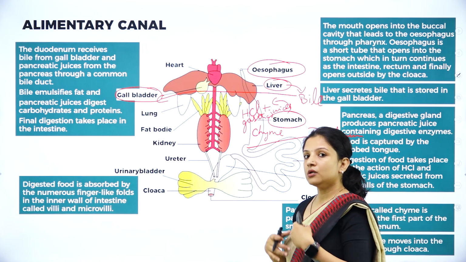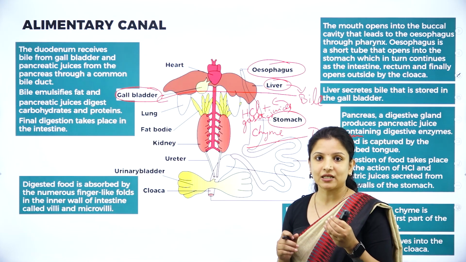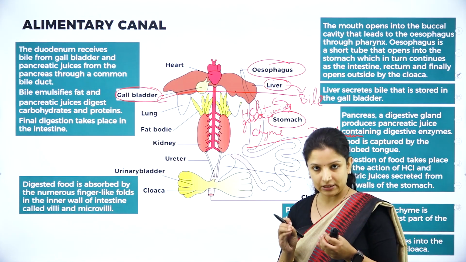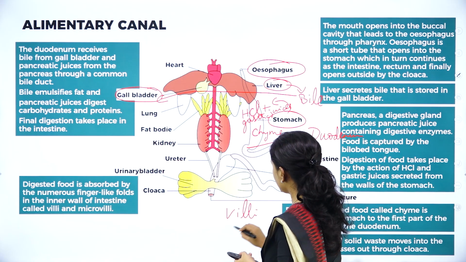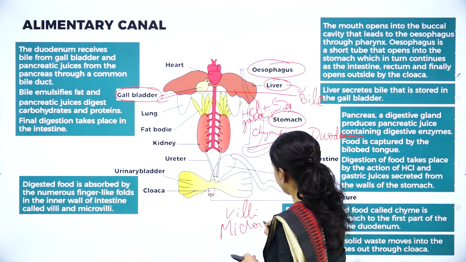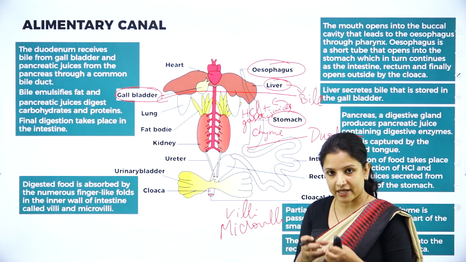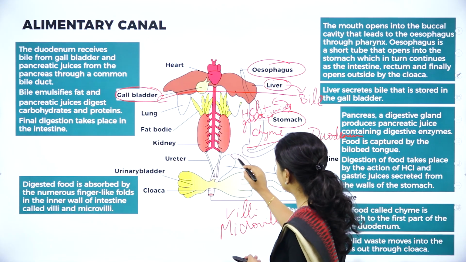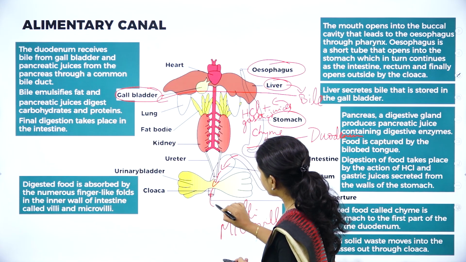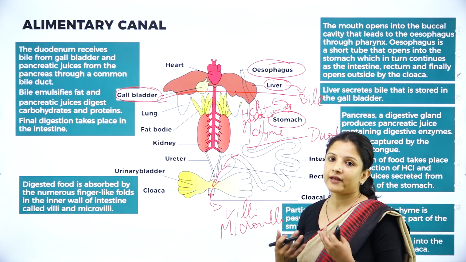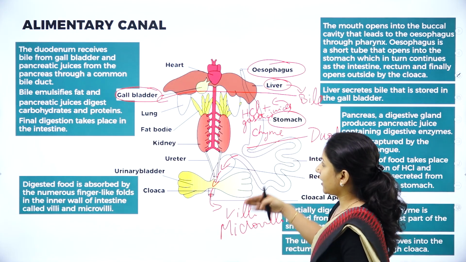and that chyme gets completely digested. Now, completely digested food will be absorbed by small finger-like projections present in the lining of the wall of the intestine, which are called villi and microvilli. These villi and microvilli actually absorb the digested food, and whatever undigested food is there will move into the rectum, from the rectum into the cloaca, and from the cloaca it will come out through the cloacal aperture in the form of excretory waste. So this much process occurs in the alimentary canal of the frog.